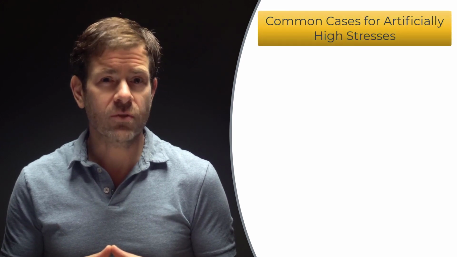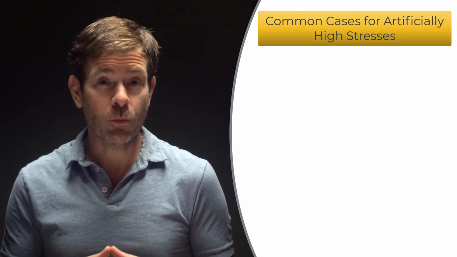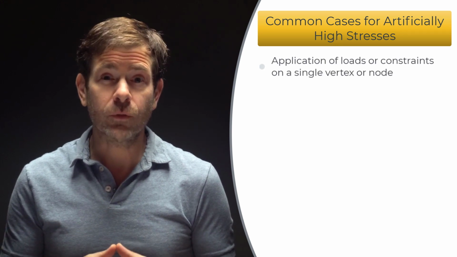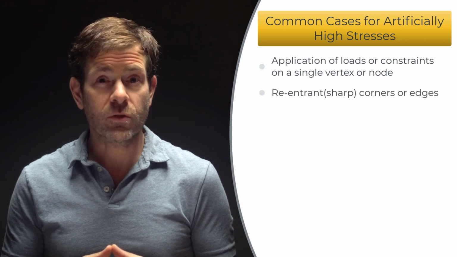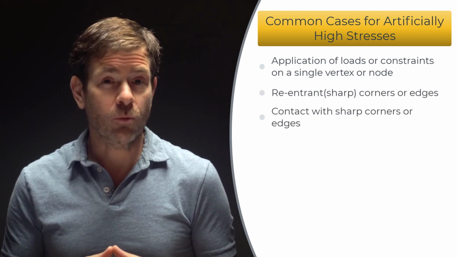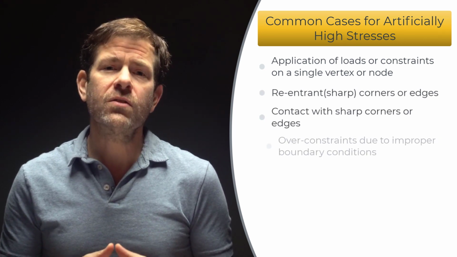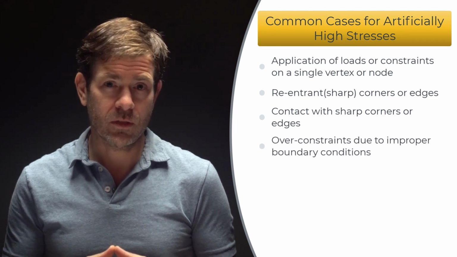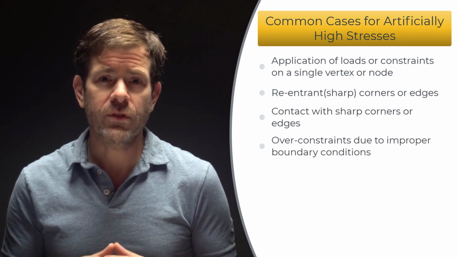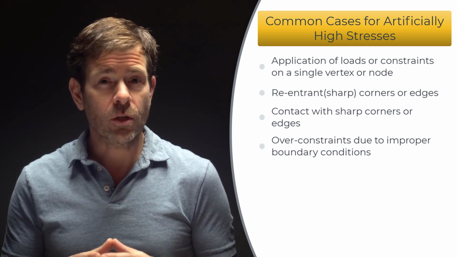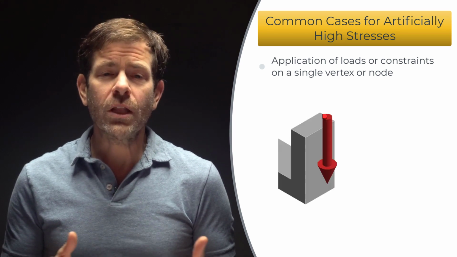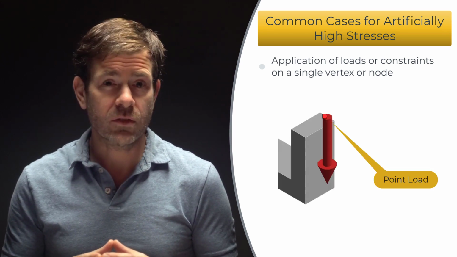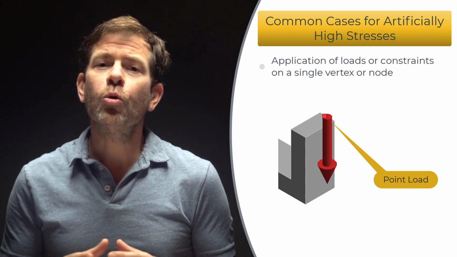First, let's summarize the most common cases for artificially high stresses, then we'll look at each one in a bit more detail. Applications of loads or constraints on a single vertex or node, re-entrant or sharp corners or edges, contact with sharp corners or edges, and over-constraints due to improper boundary conditions. These are not all inclusive, so again, there may be other reasons for artificially high stresses, but these are the most common.